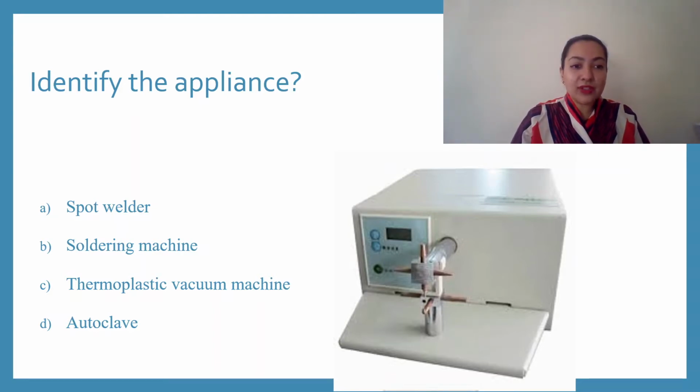Next option which we have is soldering machine. No, this is not a soldering machine. Now we have soldering pens which come. It is in the shape of a pen where we have flame coming from the front region. Next is thermoplastic vacuum machine. What is a thermoplastic vacuum machine and how does it look? We'll be covering it. Autoclave. No, it is not an autoclave. It is not used for sterilization of instruments. We all know how an autoclave looks. So this appliance is a spot welder. Please note, be very thorough with all the figures which are there in the textbook.